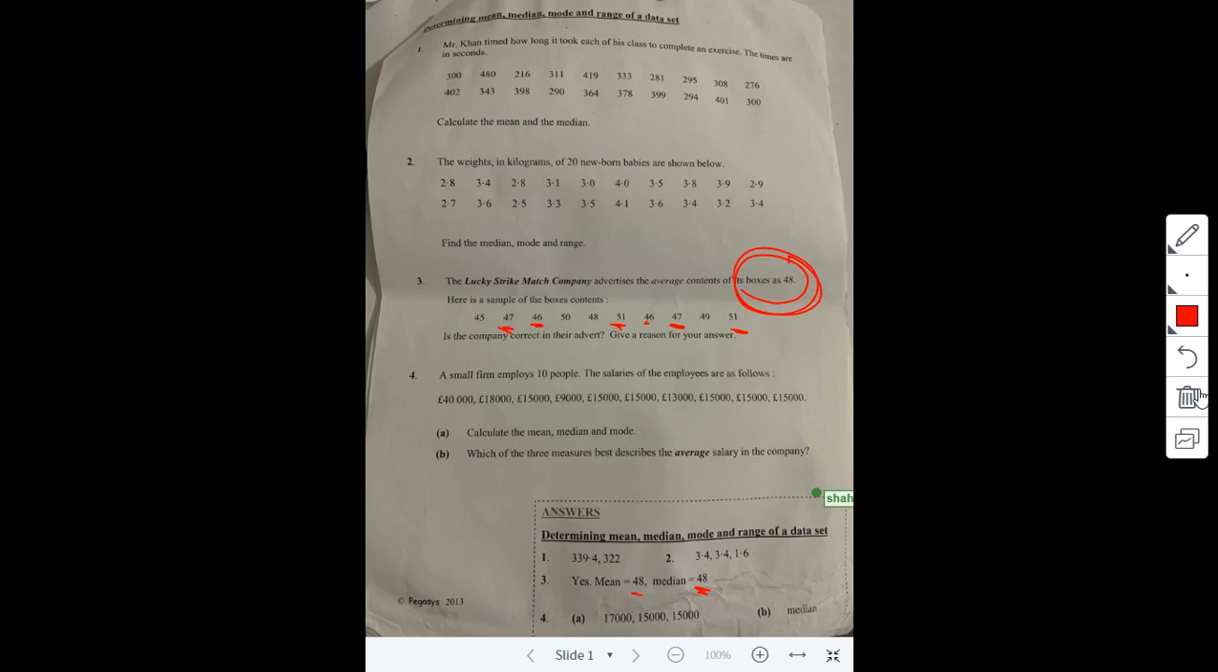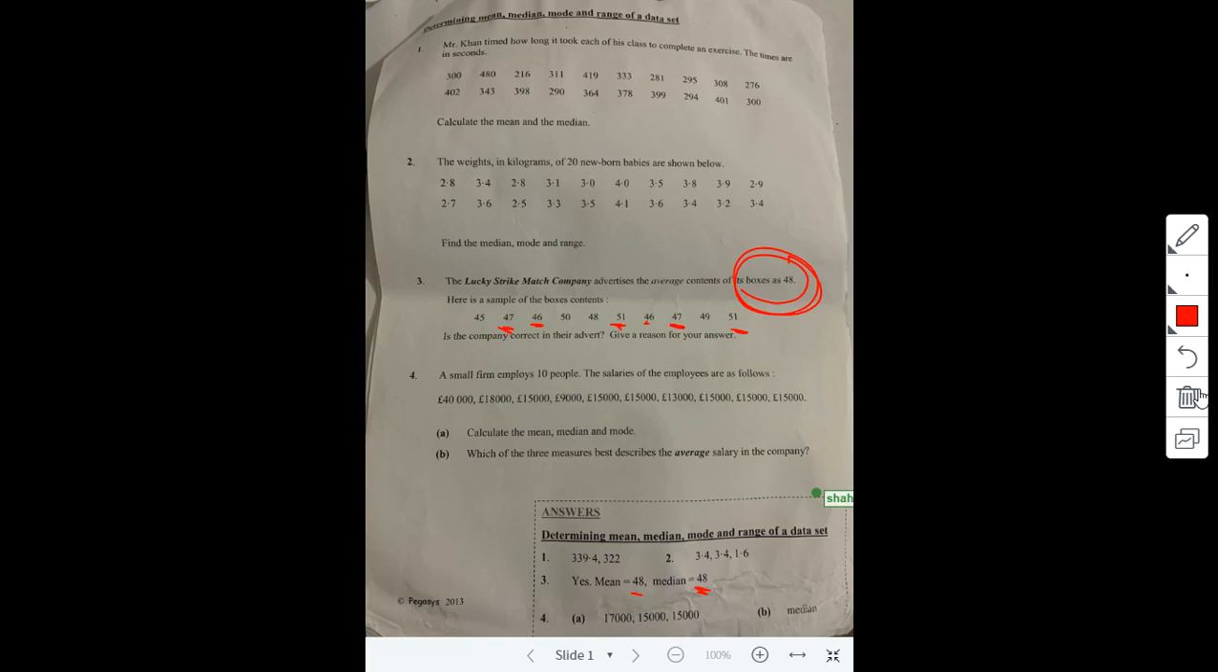Okay, so it would be 170,000 divided by 10. Yes. So that would just make 17. Okay, so the mean is 17,000. The median and mode, they're like 15,000.